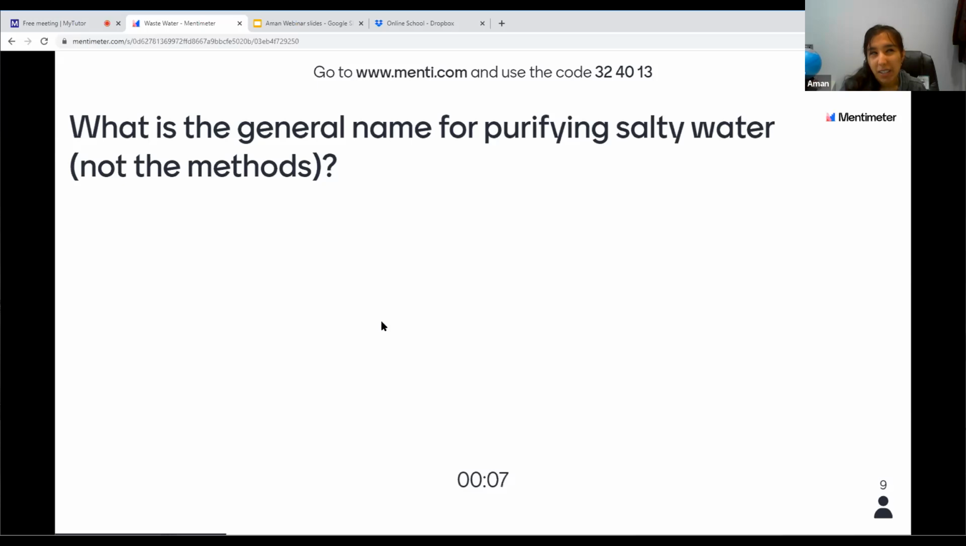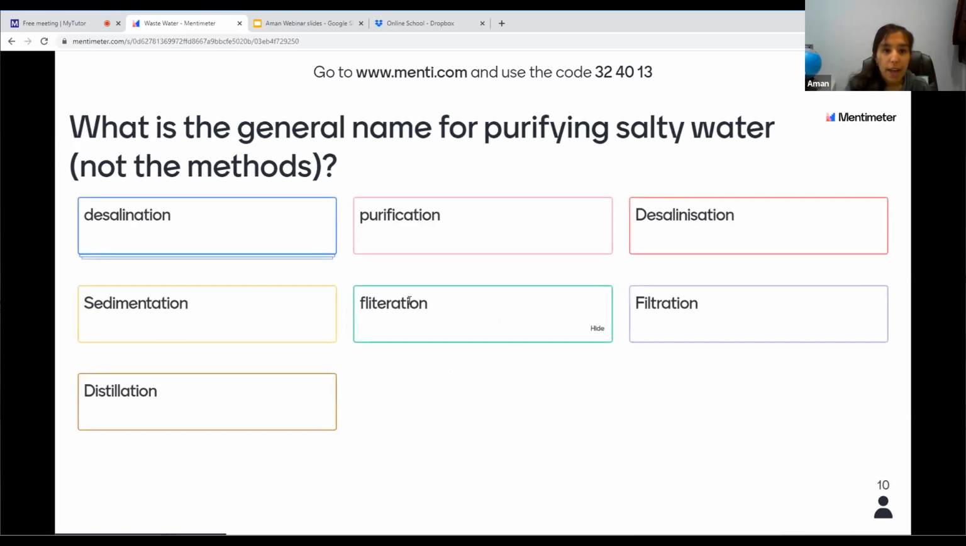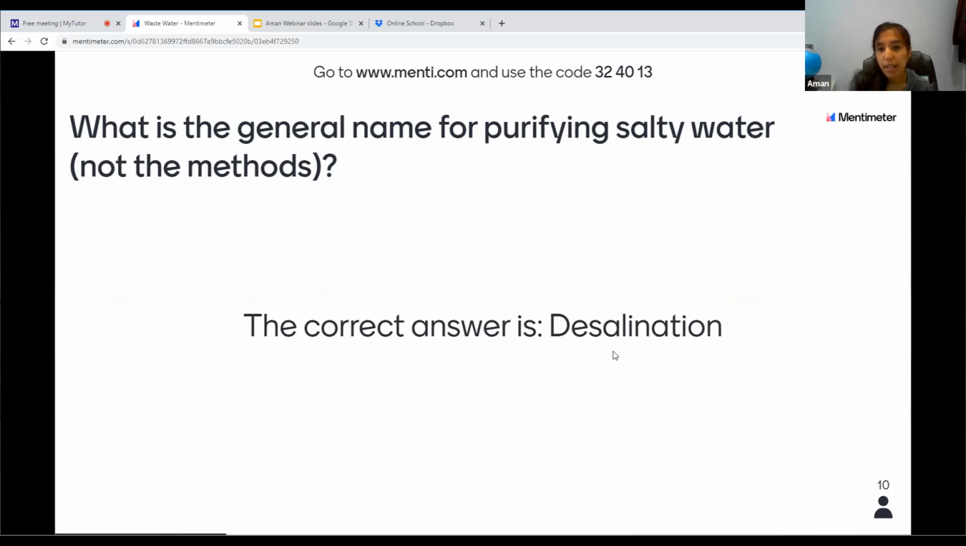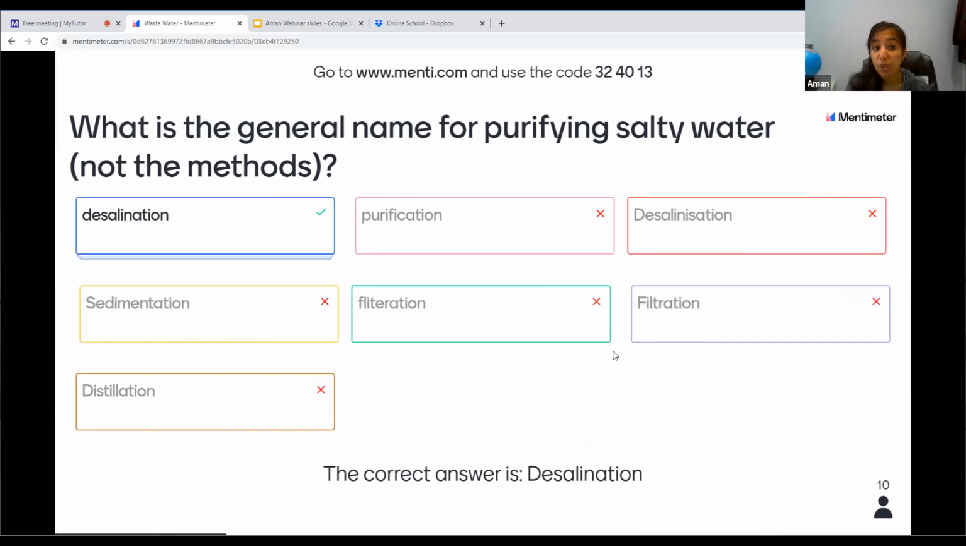And if you think about it as the removal of salt, that might help you. Okay, so the answer is desalination. Excellent. So a lot of you have said desalination. Well done. So yeah, the answer is desalination, which literally means the removal of salt.